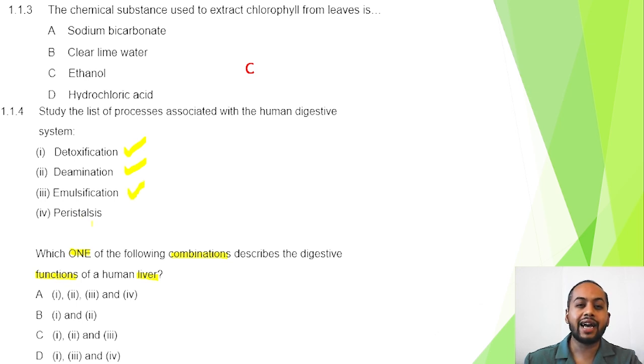Peristalsis, does it undergo the process of peristalsis in the liver? Definitely not. Peristalsis is a type of movement. There were two types of movement we learned about in animal nutrition: peristaltic movements and churning movements. That is not a function of the liver. So now we have number 1, number 2, and number 3. Let's look if there's an option for number 1, 2, and 3. Yes, C has number 1, 2, and 3. Therefore, the correct answer to the question is C.